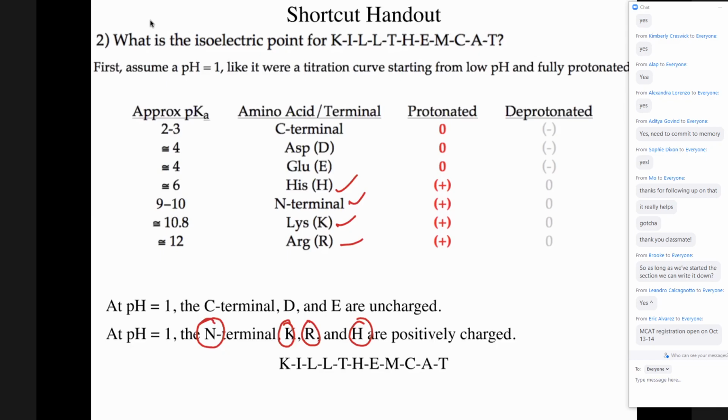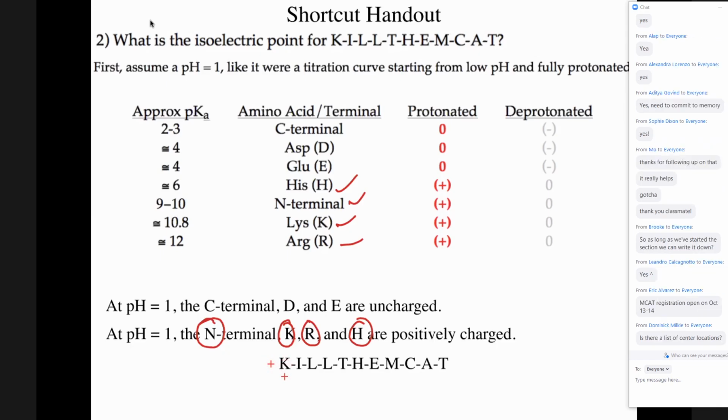Okay, so for this one, the N terminal and K get a plus. I, L, T, H, I don't care about. E, care about, M, C, A, T. So, oh, I'm sorry, E doesn't matter, H matters. So I have no R, but I have one N terminal, one K, 0 R's, one H. So 1, 2, nothing, 3. So plus 3. So what do I do?